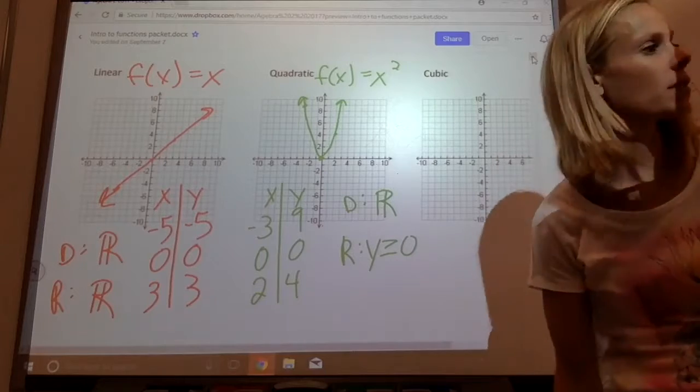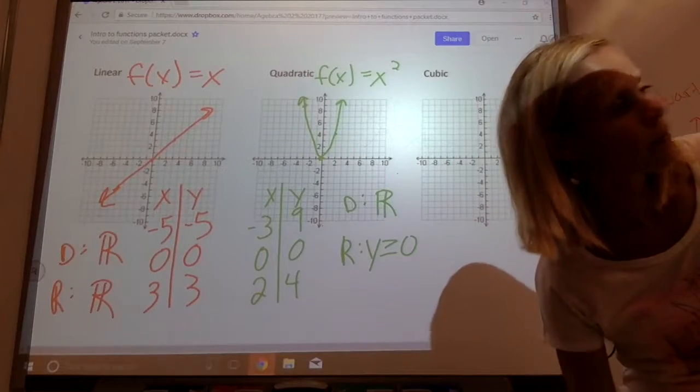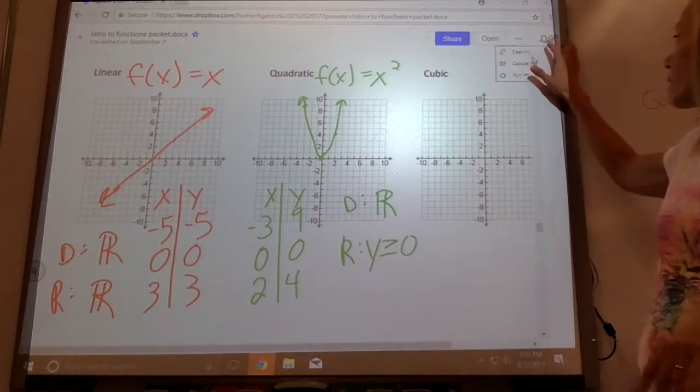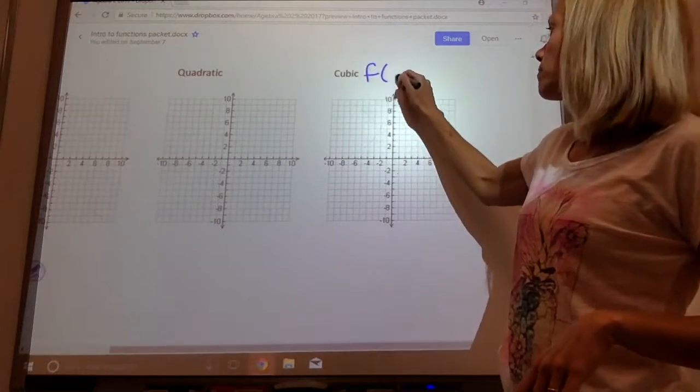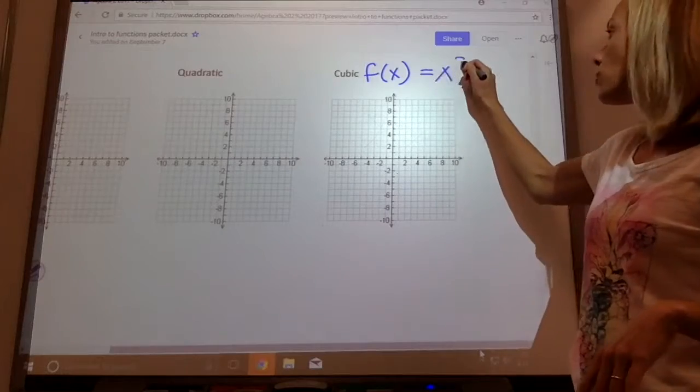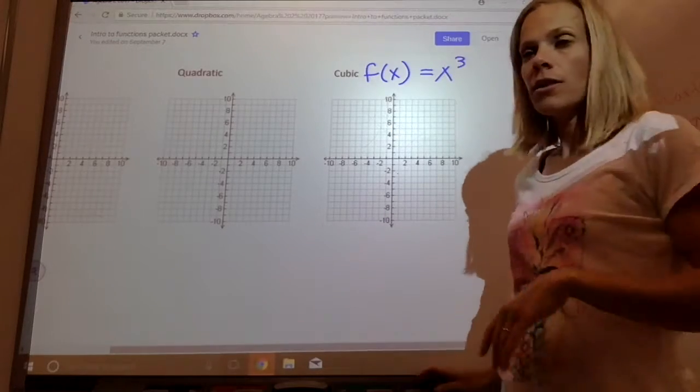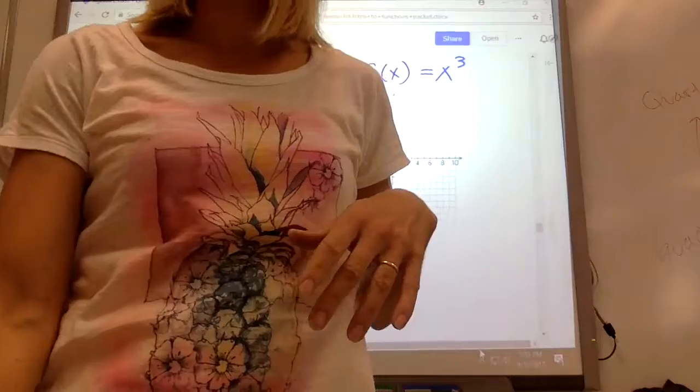Second graph. And that's a table. All right, cubic. Cubic, if you've probably guessed it, is going to be x cubed. There's two places to find a cubed button.